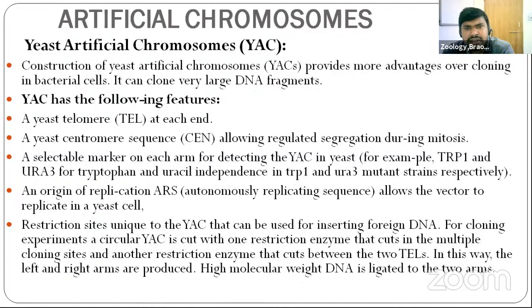There is a telomere at each end. Yeast telomere is present at each end, and a yeast centromere sequence, CEN, allowing regulation of the segregation during mitosis, and a selectable marker on each arm for detecting the YAC in the yeast, for example TRP1 and URA3. Okay, for tryptophan and uracil independence in TRP1 and URA3 mutant strains.